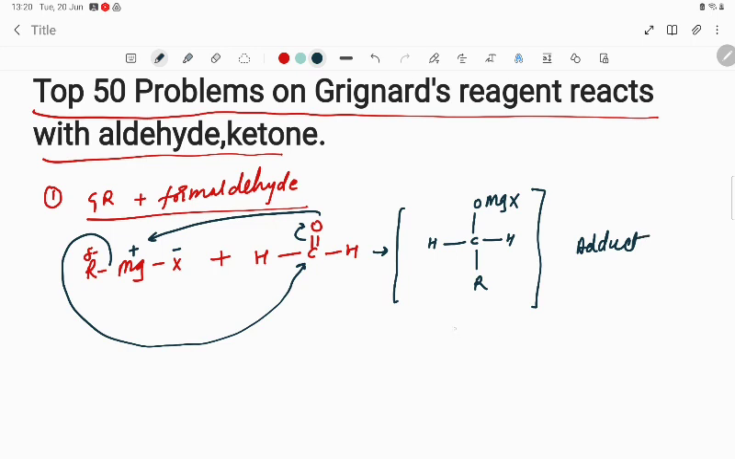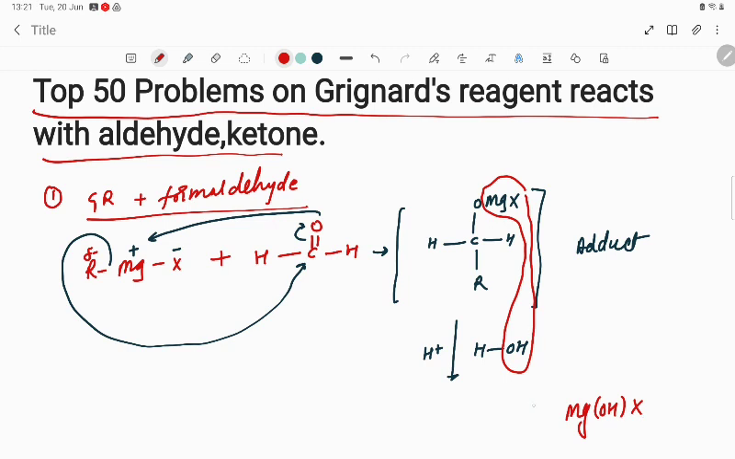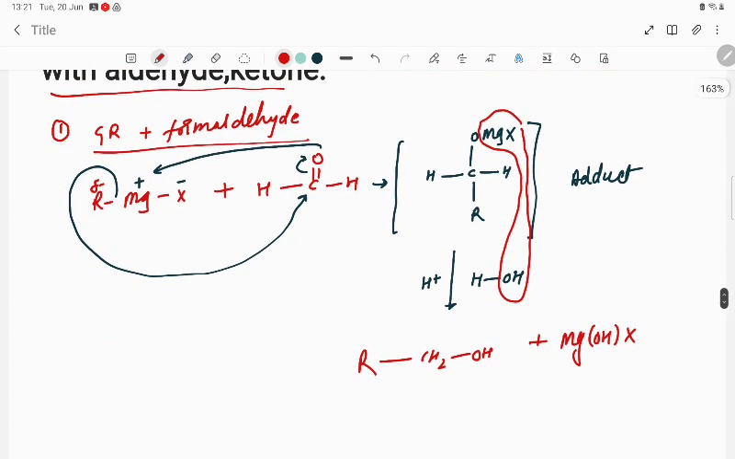What is going to happen with the adduct? You do acidic hydrolysis, with H-OH. MgOHX goes out. So here is MgOH, and X is out. What is left is R, then CH2, and OH. So with formaldehyde it gives a 1 degree alcohol.